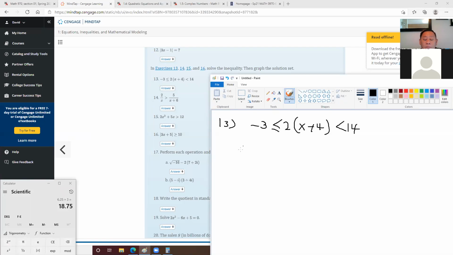Let's see. So times both sides by 2, or divide both sides by 2. Yep, that's better. So this is -3/2. This 2 and 2 will cancel out, so you still get x plus 4 here. And 14, 2 becomes 7, right? Yep. And then subtract both sides by 4. Subtract everything by 4.